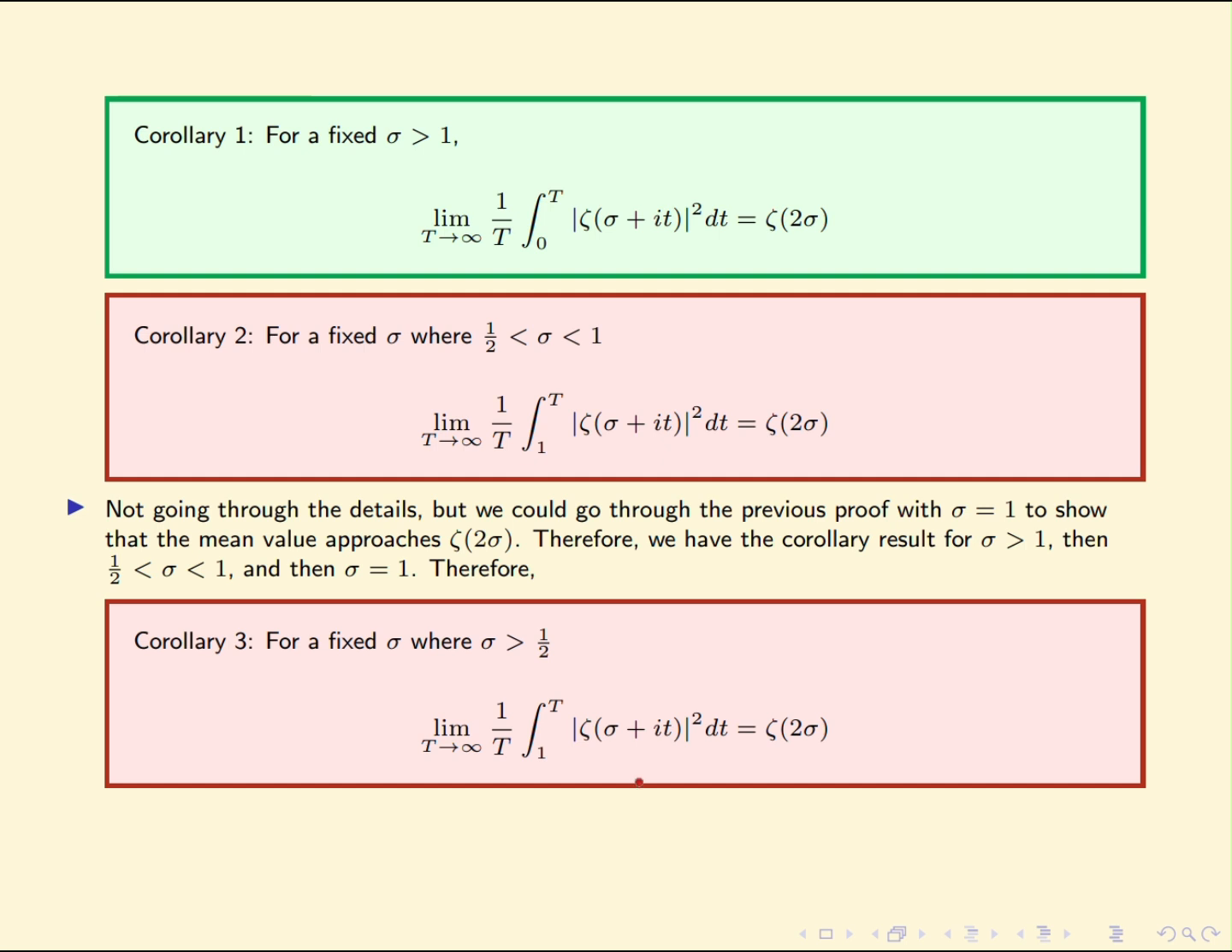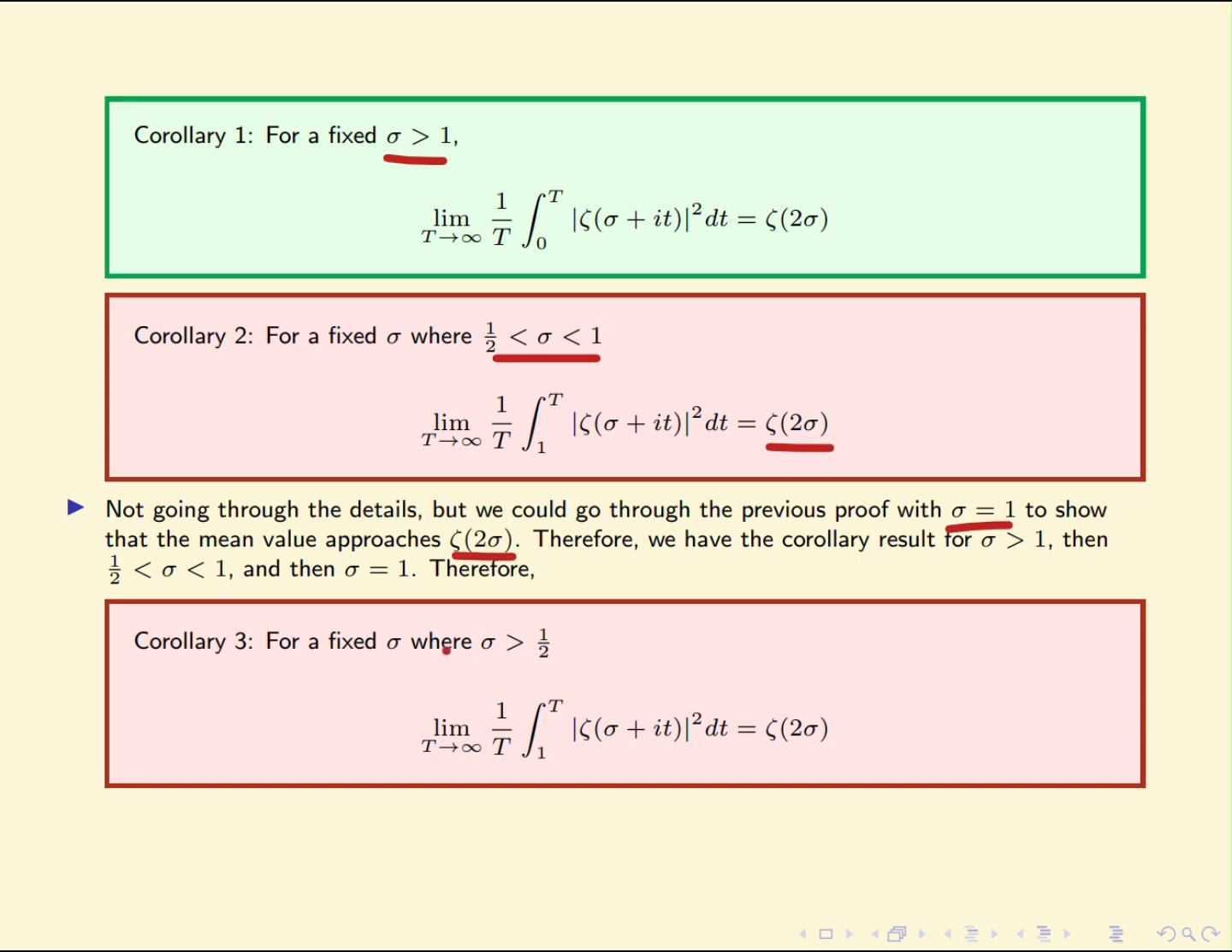Okay, and then in the corollary from before, we had this thing was from corollary 1, and then this is corollary 2. Now I'm going to skip a little bit, so not going over the details, but we could go through the previous proof with sigma equals 1 to show that the mean value actually does approach zeta of 2 sigma. So I'm going to claim that when sigma is greater than 1, this limit is zeta of 2 sigma. When it's between 1/2 and 1, it's also zeta of 2 sigma, and when it's equal to 1, it's also zeta of 2 sigma.